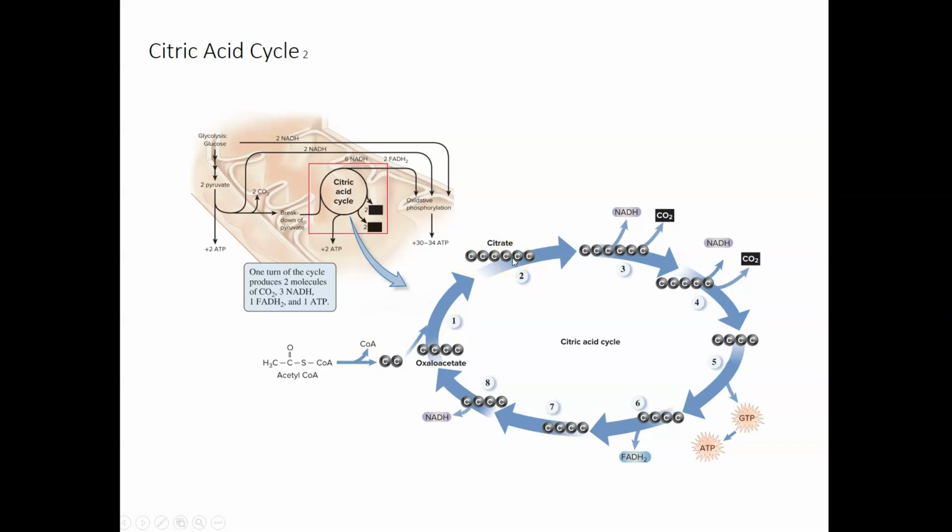And now what we're going to do is just continue to break down and modify the citrate until we regenerate our 4-carbon molecule known as oxaloacetate. The key is our 2 carbons from the acetyl-CoA are going to be lost in this process in the form of CO2. But as we make all these modifications and slight changes to citrate, we're also going to be generating 3 NADHs for each acetyl-CoA, an FADH2, and 1 molecule of ATP.